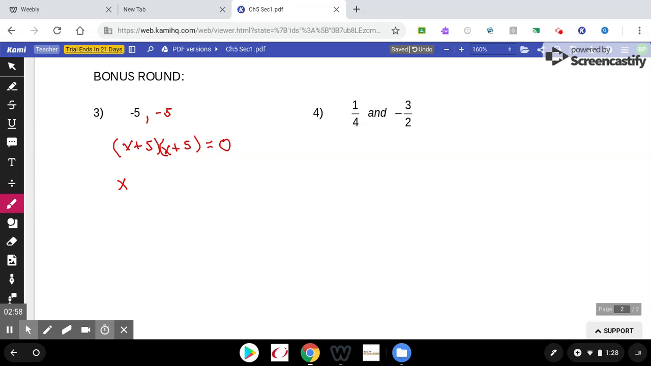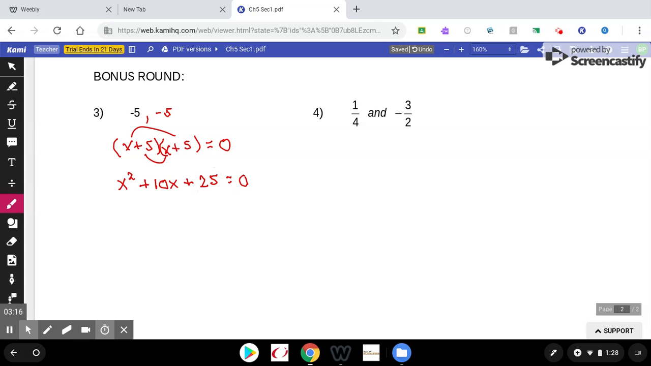So first one times first one, x squared. The outside guy would be 5x. The inside guy would be 5x. That's a total of 10x. So a little shortcut there. You don't have to if you don't want. And the last one times the last one would be 25. And that's it. We got it.